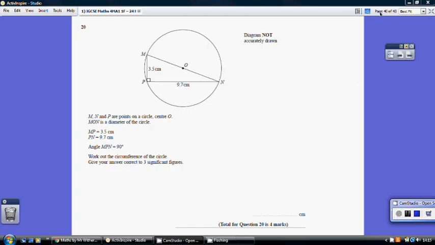Question 20. So we've been asked to work out the circumference of the circle. Now to work out a circumference of a circle, that's pi times the diameter. So to start off, we need to work out the length of the diameter. The diameter is the line from M through O to N.